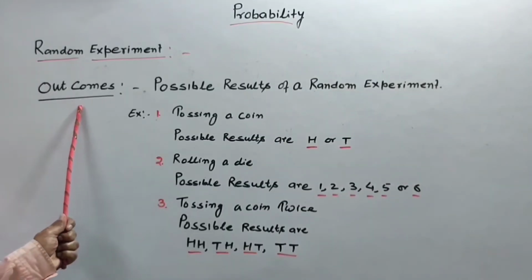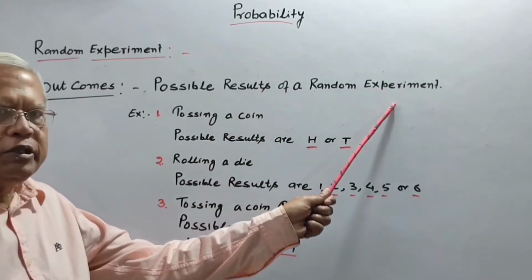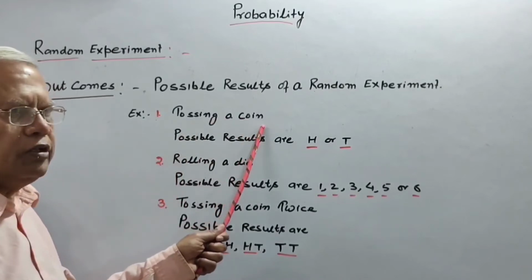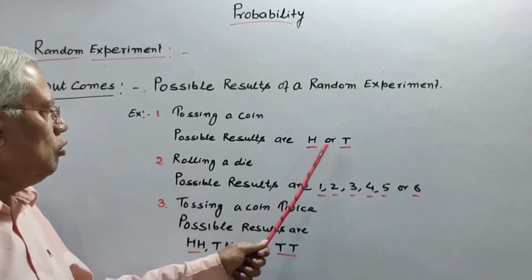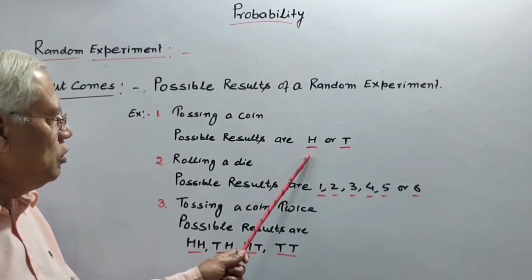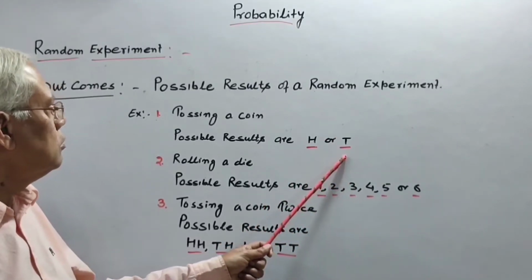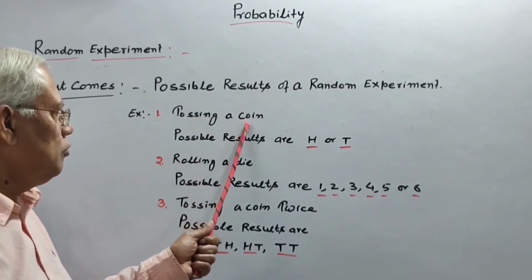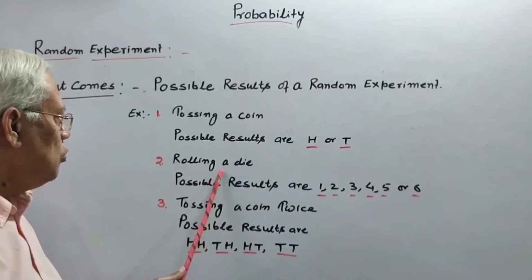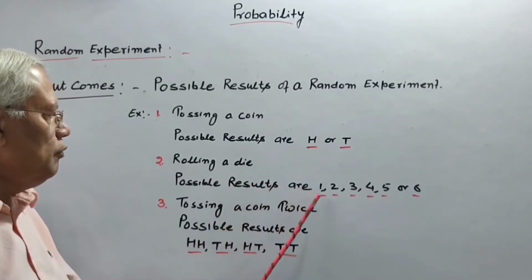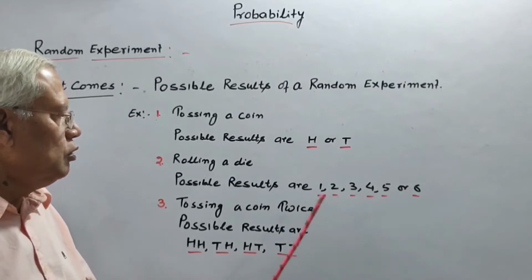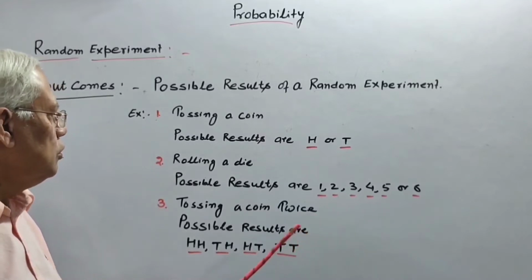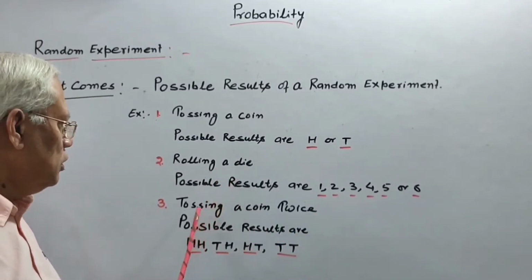Now, outcomes. Possible results of a random experiment are called outcomes. For example, tossing a coin. If we toss a coin, either head or tail will come. So head or tail are the outcome of the experiment tossing a coin. Similarly, rolling a die, possible results are 1, 2, 3, 4, 5 or 6. So 1, 2, 3, 4, 5 or 6 are the outcomes of rolling a die.